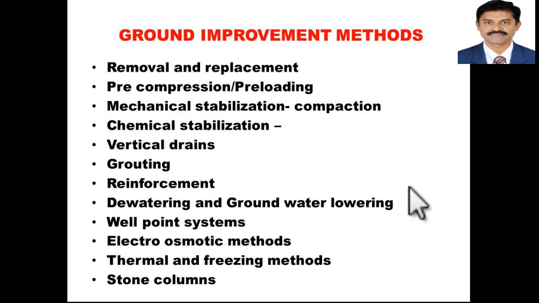There are different ground improvement methods. First one is removal and replacement of the soil, pre-consolidation techniques, mechanical stabilization like compaction, chemical stabilization like lime and cement stabilization, vertical drains used for consolidation purpose, grouting techniques for dams, ground reinforcements like soil nailing, dewatering of groundwater, well point systems used again for groundwater lowering, electroosmotic methods for lowering of groundwater, thermal and freezing methods, stone columns, etc.